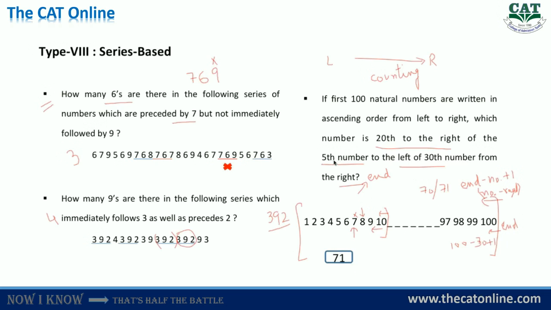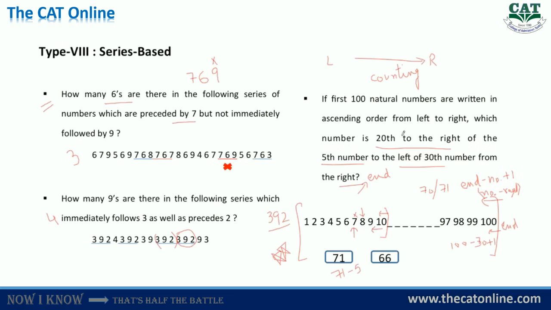So our correct answer would be 71. Then the fifth number to the left of this number: 71 minus 5, so you will directly get the answer as 66. Here we will not add 1 because we are not counting from an end, we are counting from a number. Do remember, this is a very important concept that we are discussing.